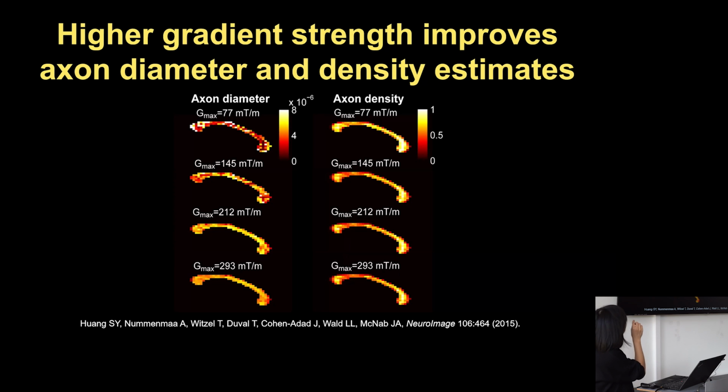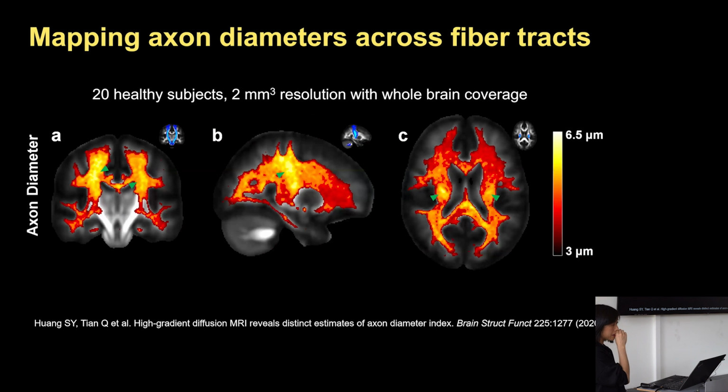diffusion, basically diffusion within highly restrictive spaces like individual axons, which are on the order of microns in size, improves as you get to stronger gradients. And in fact, you need those very strong gradients to actually be sensitive to measures like axonal diameter. And so we showed the promise of these strong gradients for probing tissue microstructure. Subsequently, we expanded this technique to mapping axonal diameters across fiber tracts in the whole brain.